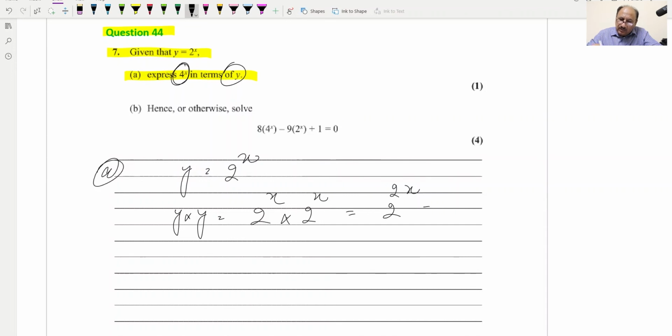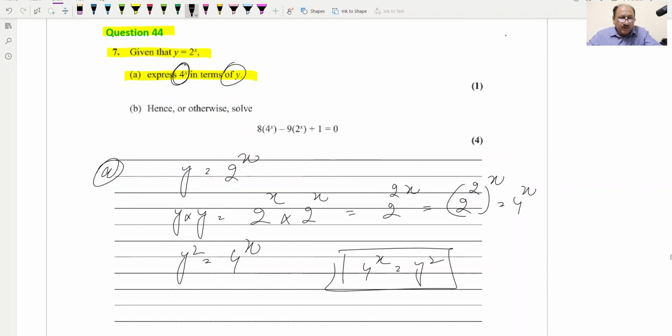Basically we can rewrite it as 2 raised to the power 2, whole raised to the power x, which is equal to 4 raised to the power x. So on this side we can write y square is equal to 4 raised to the power x. So this will be our answer, basically 4 raised to the power x is equal to y square. We have expressed this in the form of y square.